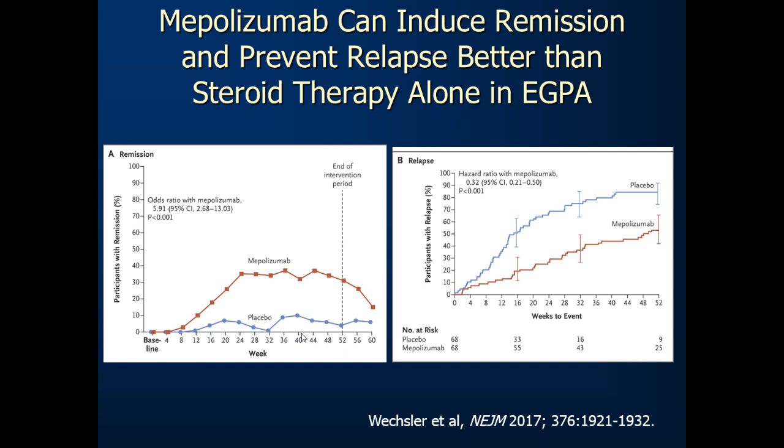Okay. So it can induce remission. It can help prevent relapse better than steroid therapy alone. And so this is looking at the number of patients or percentage with remission. And there was a significant difference between the mepolizumab and the steroid plus or minus azathioprine or methotrexate. And that's what placebo means here. The end of the intervention period, again, was at the 52-week mark.